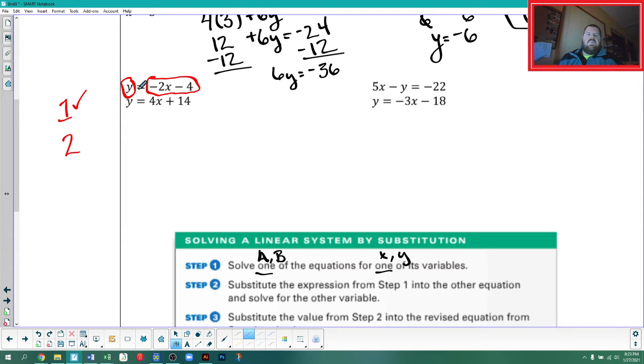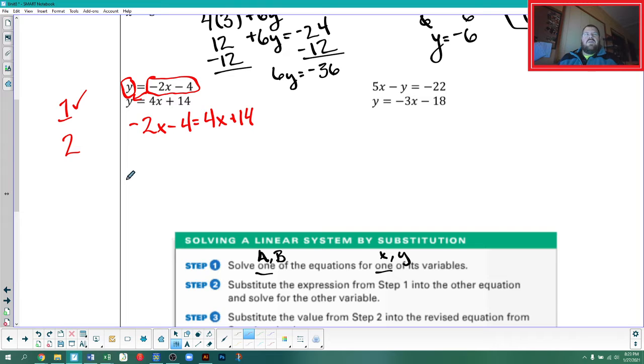Step 2, I'm going to plug this quantity, this expression, in for y in the other equation. And what comes from that step is what makes this strategy so kind of monumental and why it makes it helpful. Because you notice right now, what does my equation have?